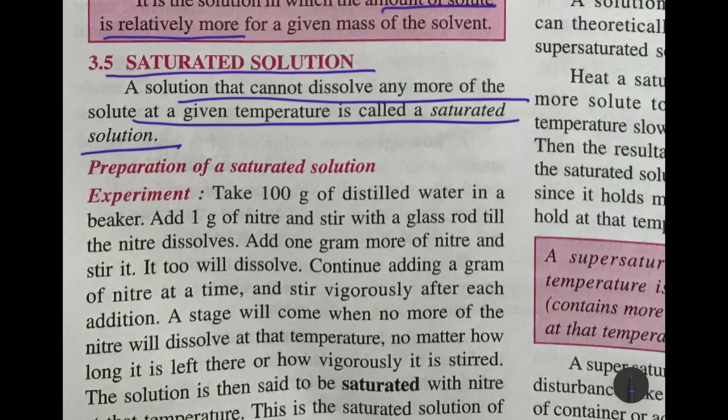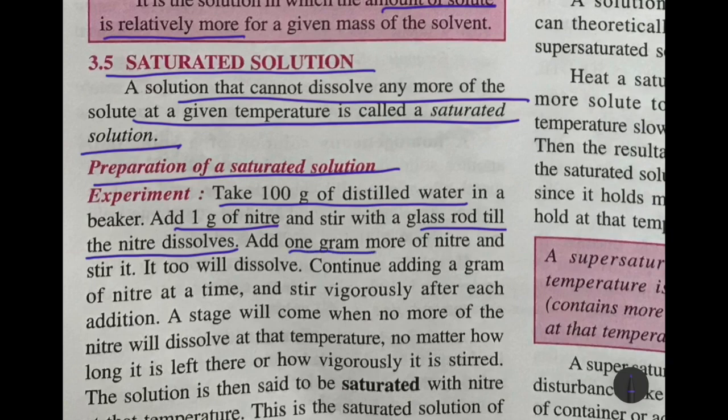How do we prepare a saturated solution? We take 100 grams of distilled water in a beaker and we add 1 gram of niter and stir it with a glass rod till the niter dissolves. Niter is potassium nitrate. Okay, please do not forget. Now again we take 1 more gram of niter and stir it. Again it will dissolve. So we keep on adding 1 gram of niter at a time and keep on stirring it after we add it.